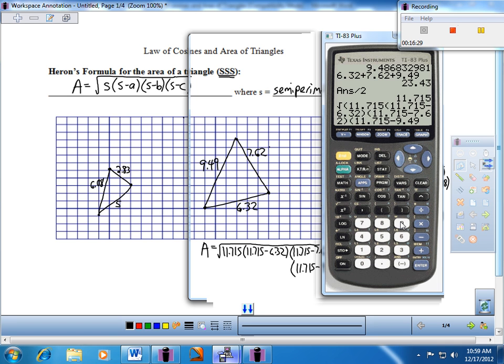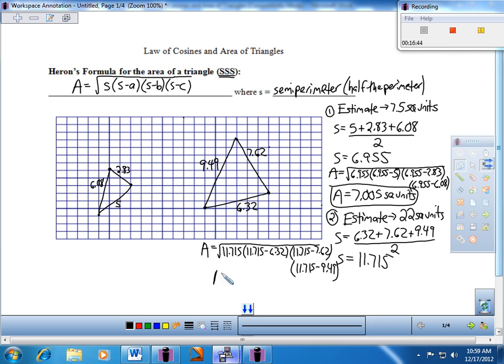Notice I let the calculator pretty much do it all at once there. I put square root initially, and that way I have my S, S minus A, S minus B, S minus C, all in place. Interesting. Rounding there, it looks like it's pretty much right at the 24 mark. So 24 square units. Excellent. All right, I'm going to box that up.